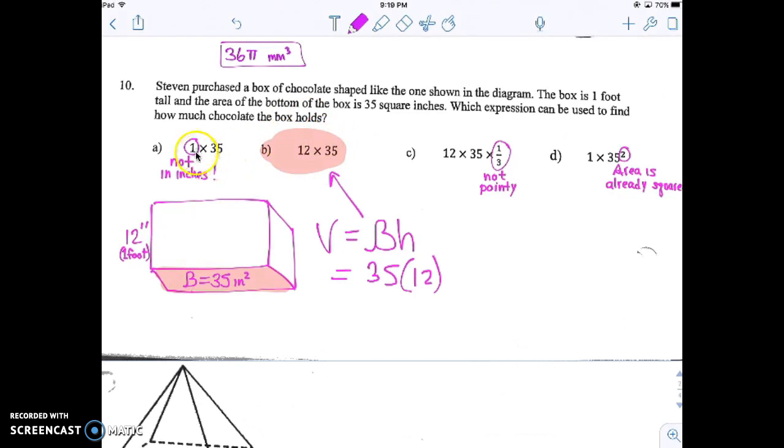The first one, the number 1, is not in inches yet. It kept it as feet. Choice C says 1/3, and there's nothing pointy going on. And 35 squared, well, area was already squared, so you don't square it again.